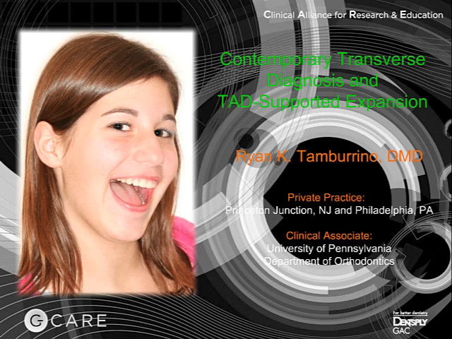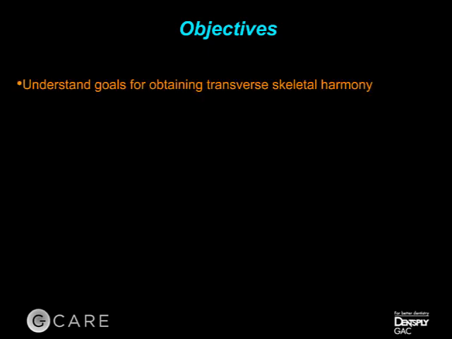So to get started today, first, a couple of objectives for this webinar, which I think you'll find very useful. First, we want to understand our goals for obtaining transverse skeletal harmony. A lot of what is done with the transverse is done just by looking or rough guessing. What we're going to try to accomplish through this webinar is to give you objective and measurable goals for why we want to normalize the transverse dimension, and also what benefits that can have for our patients.